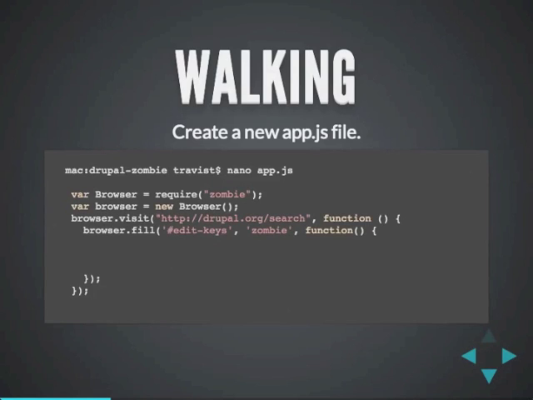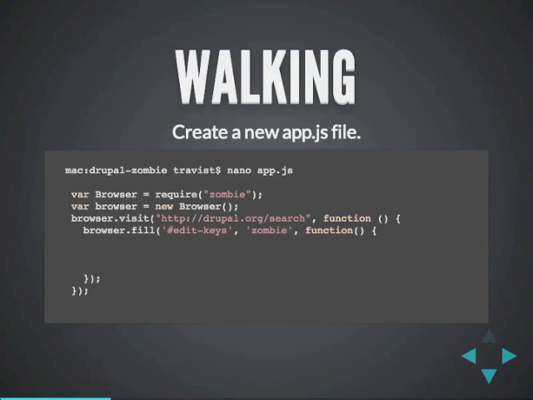The next thing it's going to do is within that callback, you're going to say browser fill, and this is another reason why I love Zombie. You notice the edit keys? That's using Sizzle. It's using jQuery selectors. So all of you people out there who know jQuery, that's how you pinpoint an item on the page. It's just Sizzle, which is awesome. That's also a big difference between this and Selenium, where Selenium kind of has its own language to find components on the page. This you just use Sizzle.